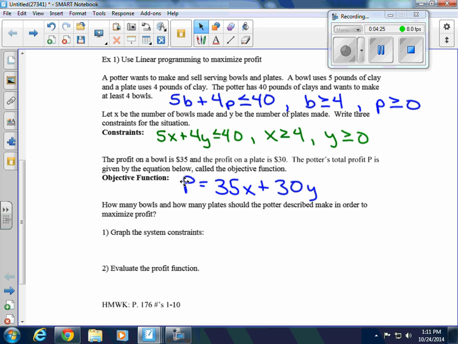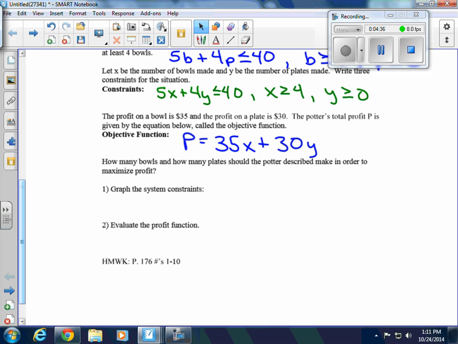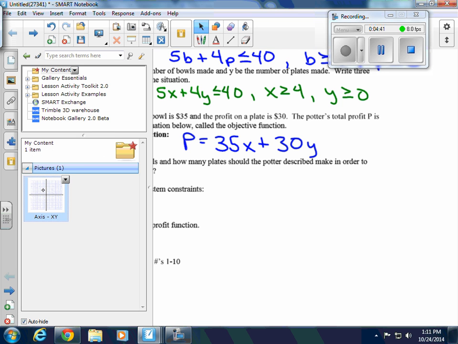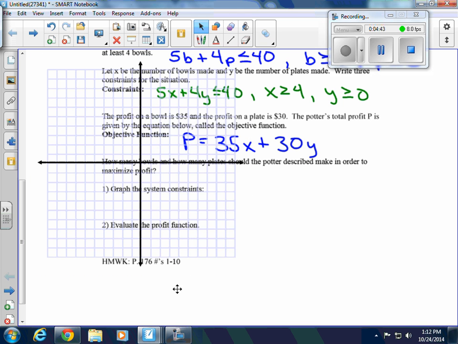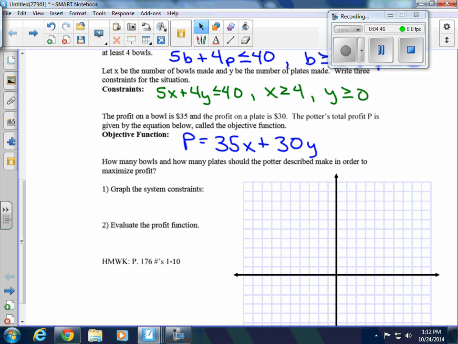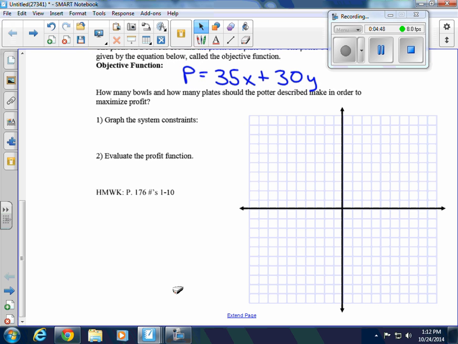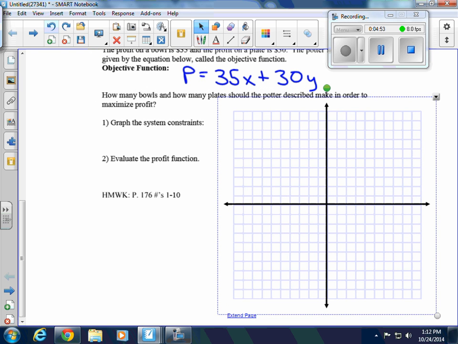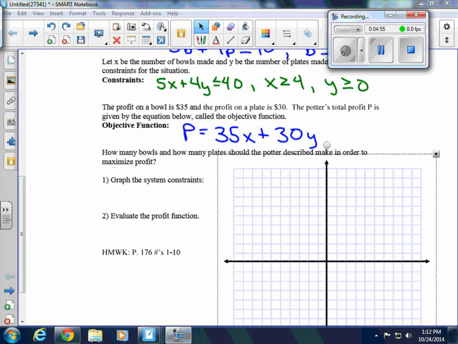So how many bowls and how many plates should the potter described make in order to maximize the profit? What we're going to do is graph the system. So we're going to pull up a graph, and we're going to graph these constraints. If we look at our constraints, we know that X has to be greater than or equal to 4.